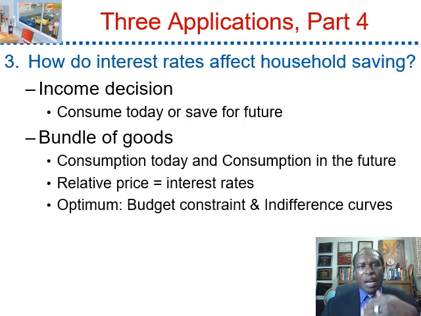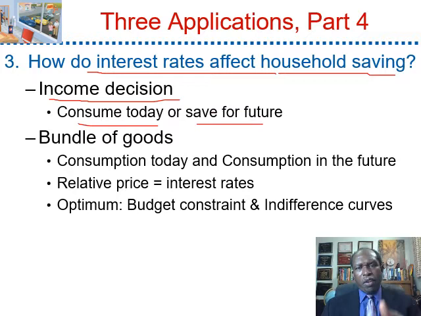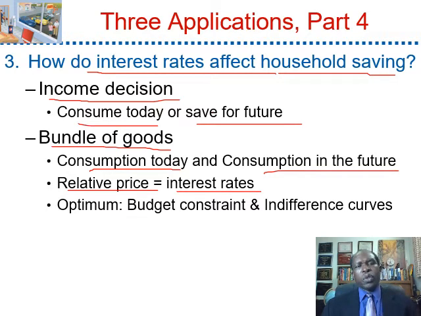The third and last application is how do interest rates affect household saving? The decision is about consuming today or saving for the future. So the decision is about a bundle of two goods, consumption today and consumption in the future. So you have to look at the relative price. Here, the relative price is the interest rate, and then you find the optimum from the budget constraint and indifference curve.